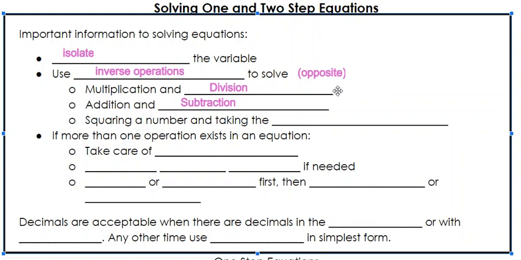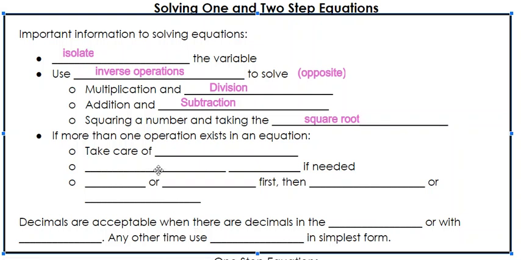So for example, multiplication and division are opposite operations, or inverse operations. Same with addition and subtraction. And same with squaring a number or taking the square root. Those are opposite or inverse operations, just like cubing a number or taking the cube root.